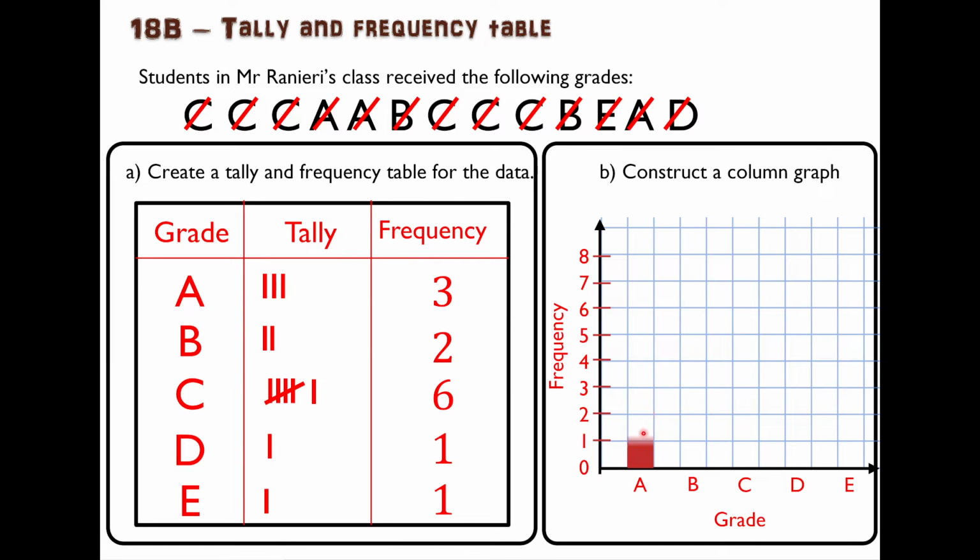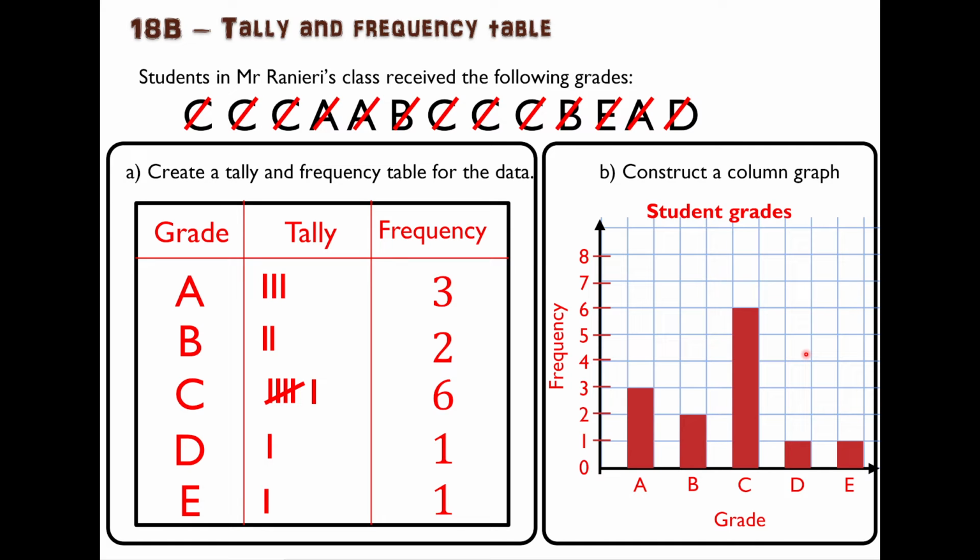Now let's draw our graph. We're going to graph A, the bar chart for A. Column graph, by the way, is the same as a vertical bar graph. A has a column that goes 3 high. 1, 2, 3. Get your ruler out and draw a rectangle. You can fill it in if you want to. B goes up 2, so B will be a rectangle this big. C goes up to 6, so C goes up to here. D goes up to 1, and E goes up to 1.